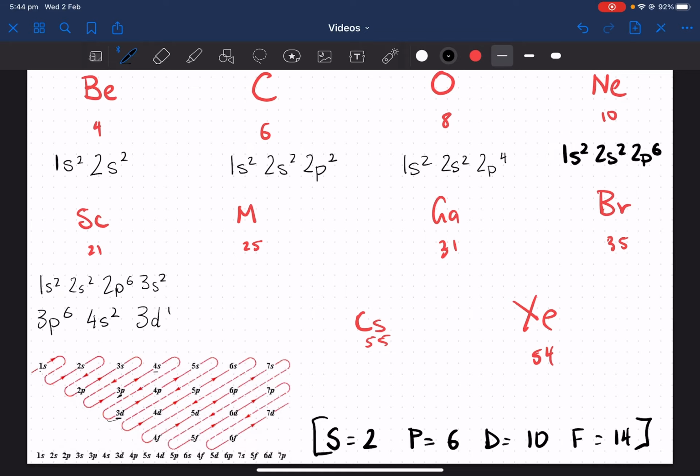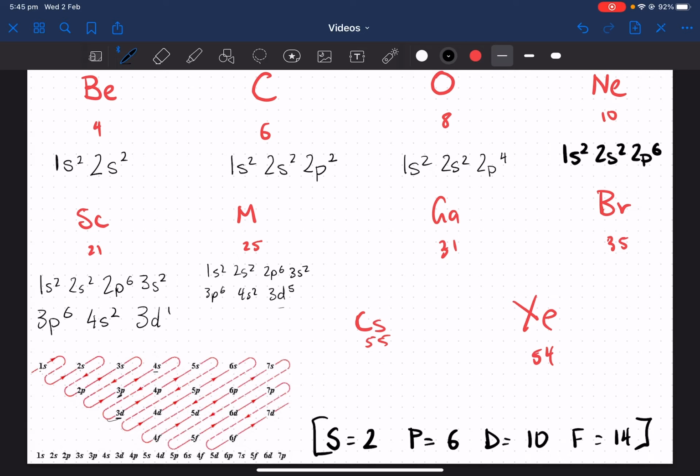So for the next one, we're just going to copy what we just did. 1s2, 2s2, 2p6, 3s2, 3p6, 4s2, 3d. So that was 21. So now we're at 25. So we're going to have 5 there. And if we add them all up, we got 6 plus 6 plus 6 plus 2. So that's our 20 plus 5.